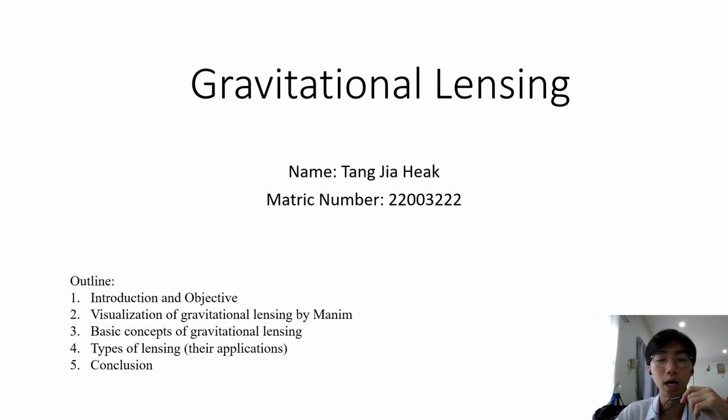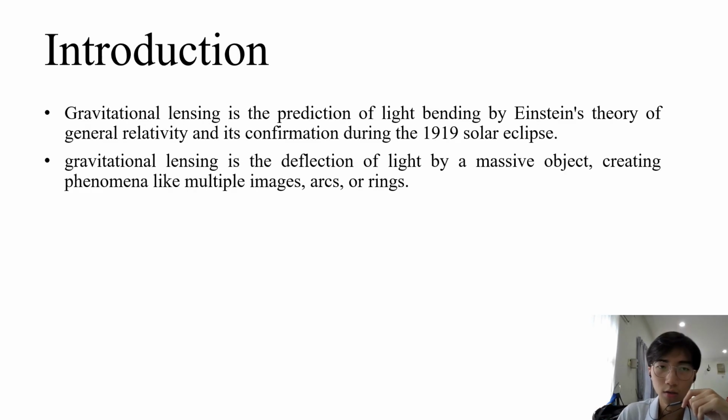In this video, I'm going to show you and explain what gravitational lensing is. Gravitational lensing is the deflection of light by a massive object, creating phenomena like multiple images, luminous arcs, or a ring-like image of the source.